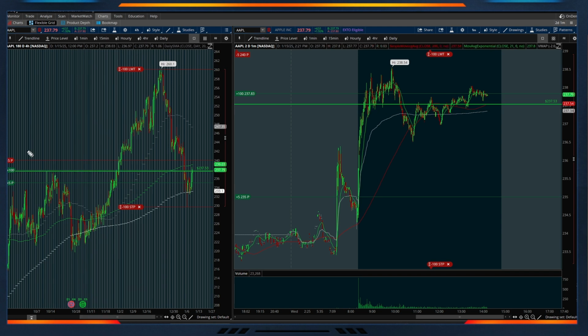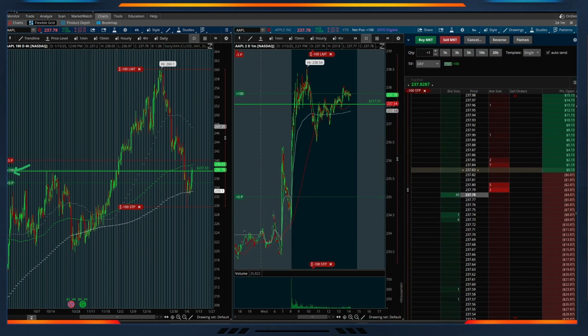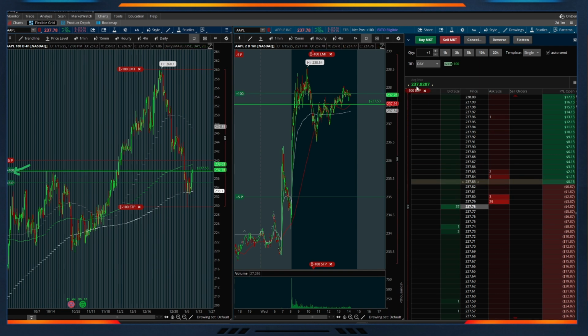In this case, I have my positions actually shown on the chart. So this middle order of plus 100 is 100 shares of Apple, which I ended up purchasing today. I can open up my ladder and we can see we're down a couple dollars in this case, but we're pretty much break even. I have an average price of around 237.